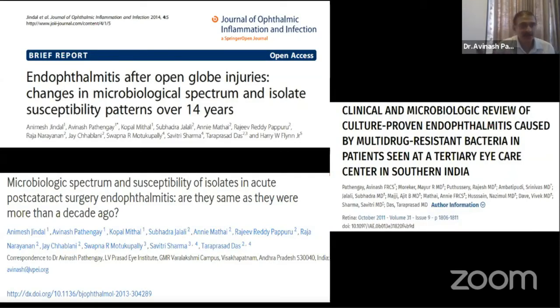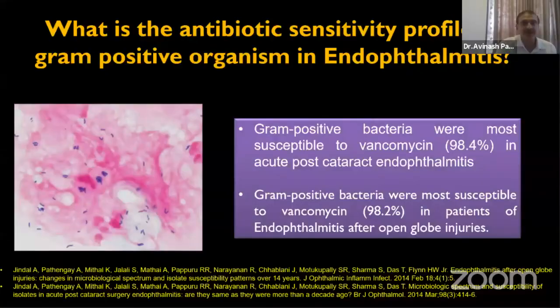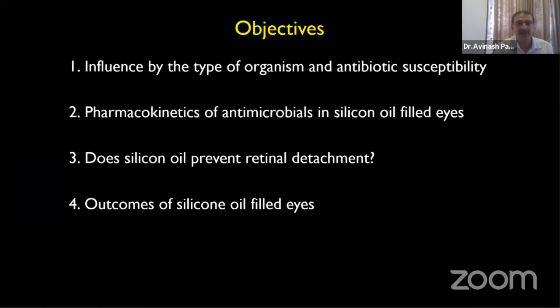Why oil? Certainly the debate can extend to a small subset of patients with multi-drug resistance, among them Pseudomonas, but they form only 1.5% of our patients, as we have reported earlier. Having understood the organisms, if you look at the gram-positive ones, over 98% of them are sensitive to vancomycin. And if we have an antibiotic to which the organisms are primarily sensitive, why inject silicone oil? With that, I will move on to the second objective.